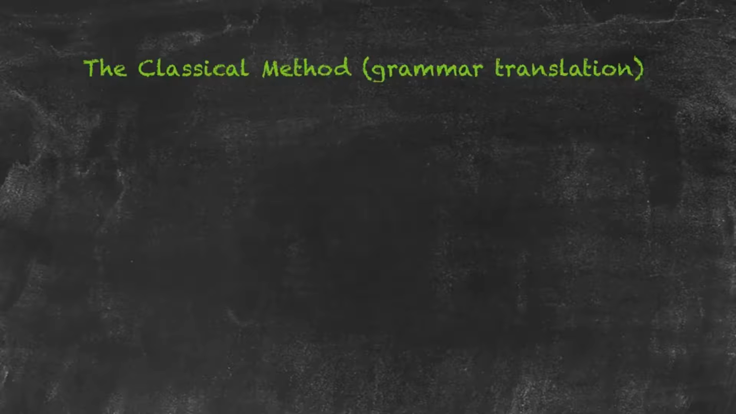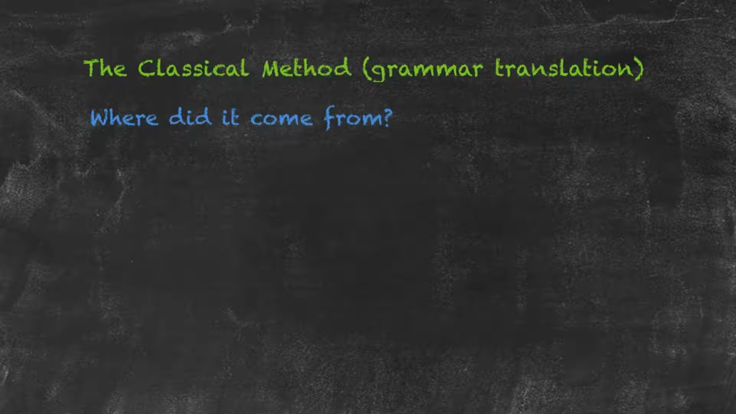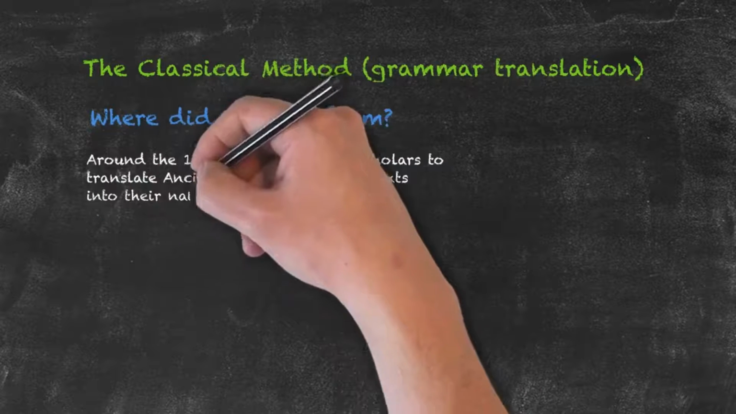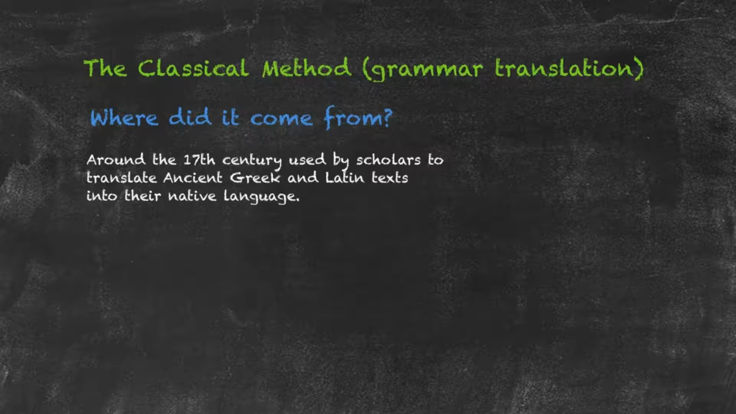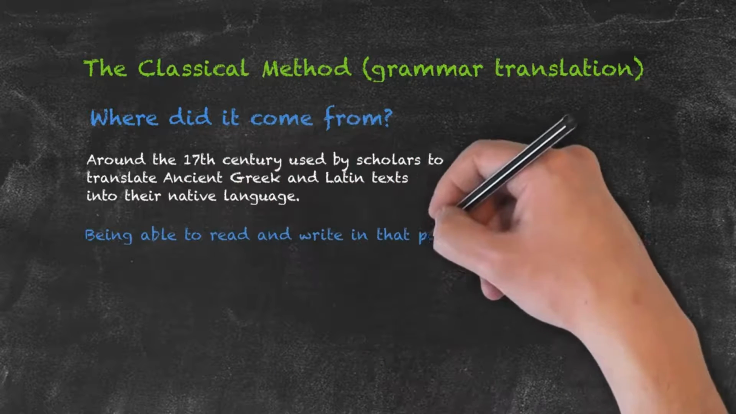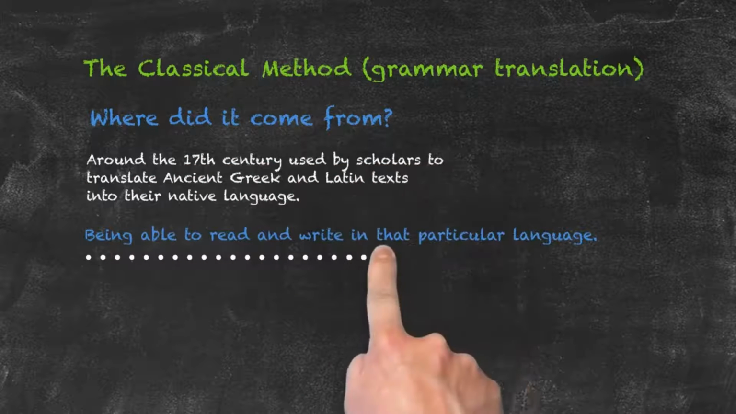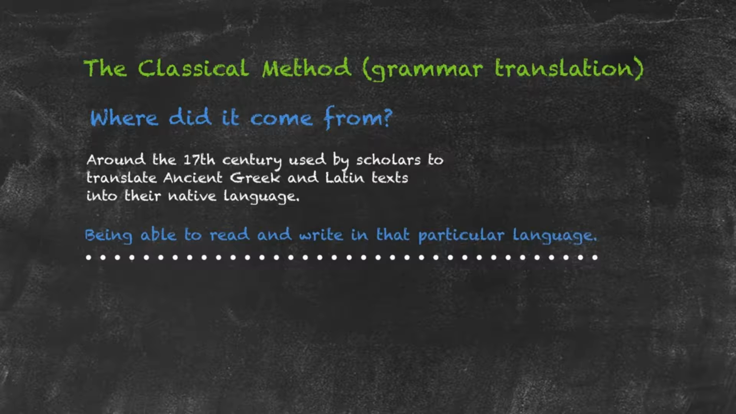Okay, and so, if we look at the first question, where did it come from? Basically, around the 17th century, it was used by scholars to translate ancient Greek and Latin texts into their native language. The whole idea of grammar translation was therefore based on being able to read and write in that particular language. This methodology was never intended for the learning of speaking.